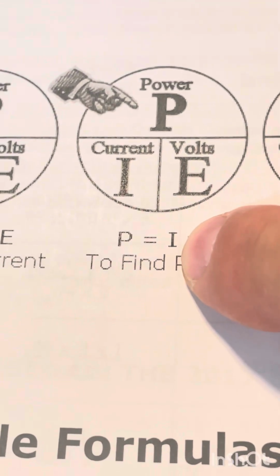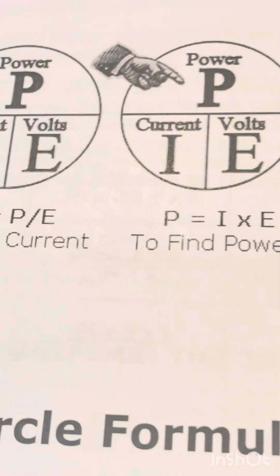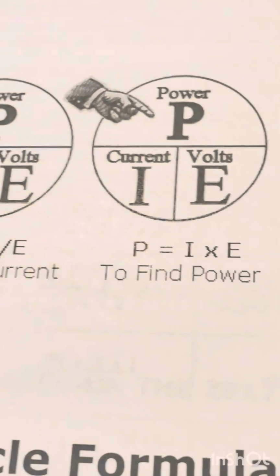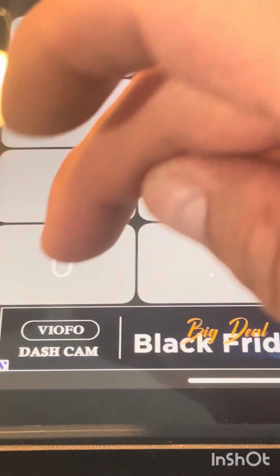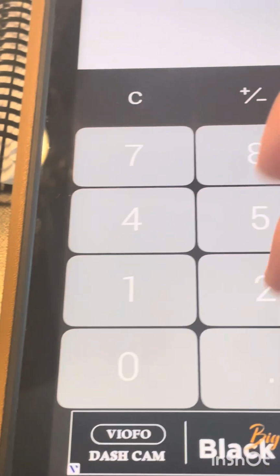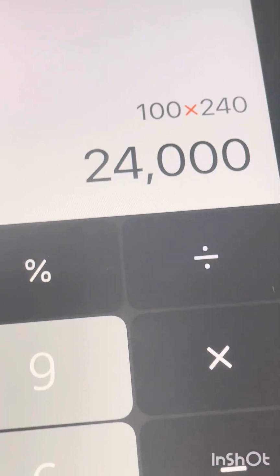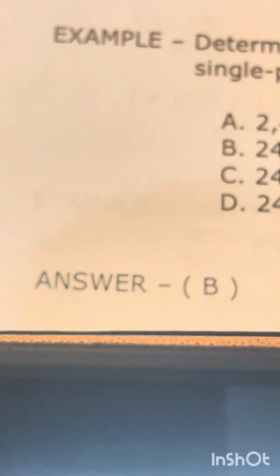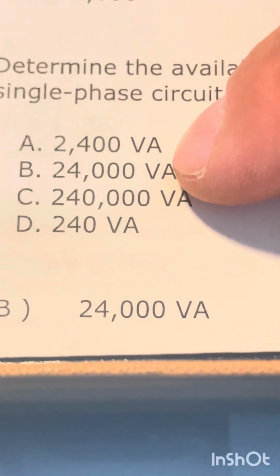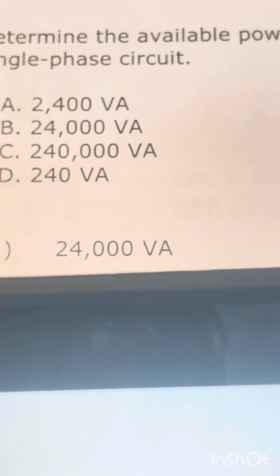Okay, so what we want to do is find the power. So we know the amps, which is 100. We know the voltage, which is 240. So 100, the amps, times 240 equals 24,000 VA. Where's 24,000 VA? Right there. Answer B, 24,000 VA.